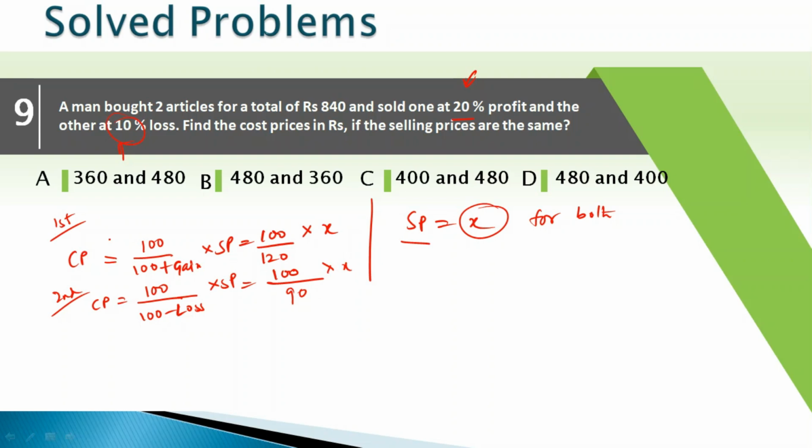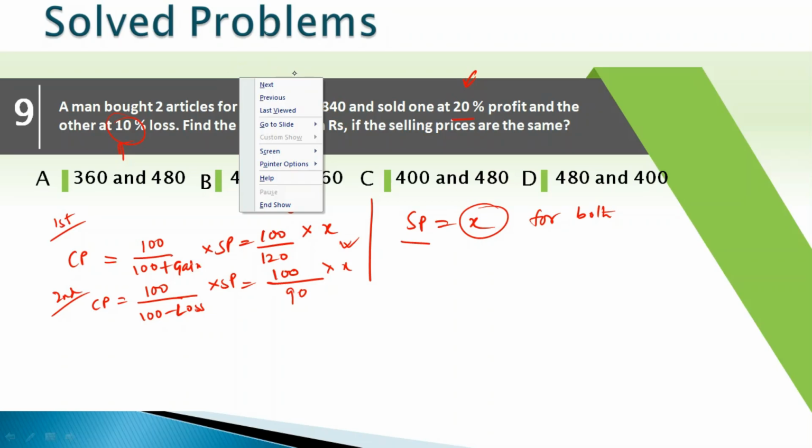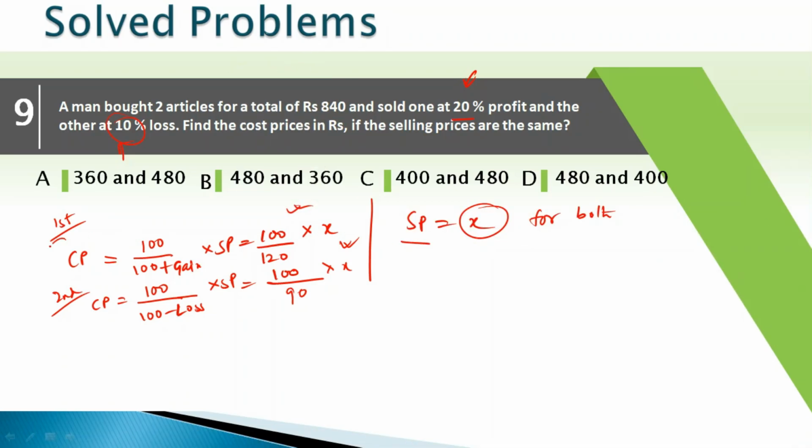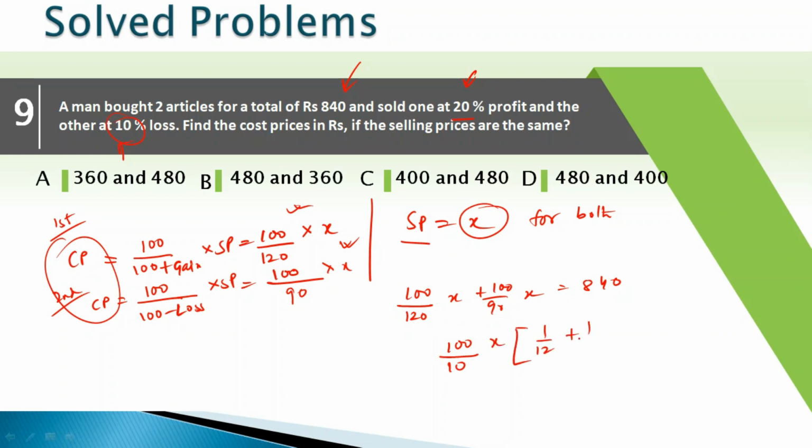Then we have to find the cost prices. What is provided here? He bought the 2 articles for rupees 840. So the total cost price adding these two should give us 840. That's the equation. So 100 by 120 x plus 100 by 90 x should give us 840. What we can do? Common out 100 by 10 and x. What we get? We get 1 by 12 plus 1 by 9, equals to 840.